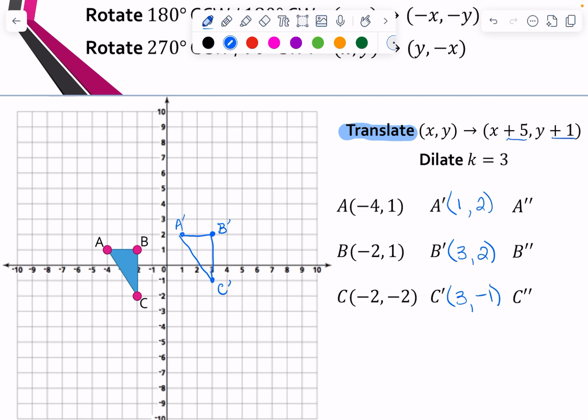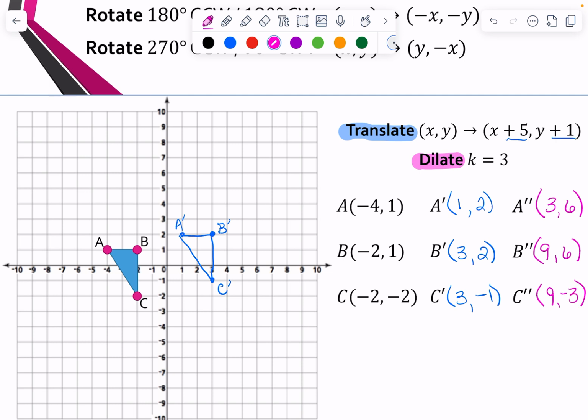Now what we are going to do is dilate by a scale factor of k equals 3. So we're going to take those ordered pairs from A prime and multiply those by 3. So A double prime will be at 3, 6. B double prime will be at 9, 6. C double prime will be at 9, -3.